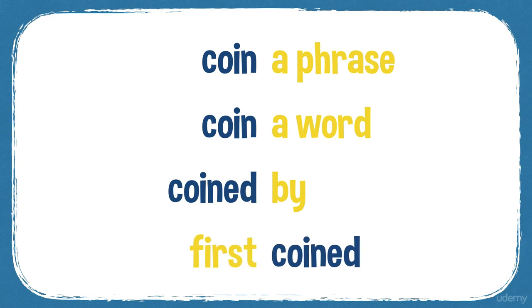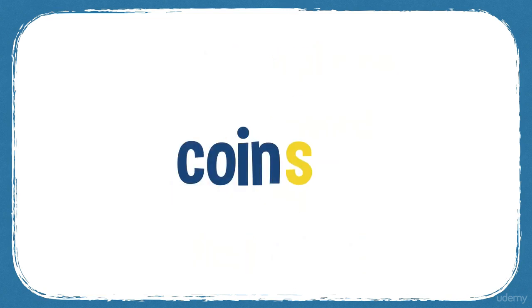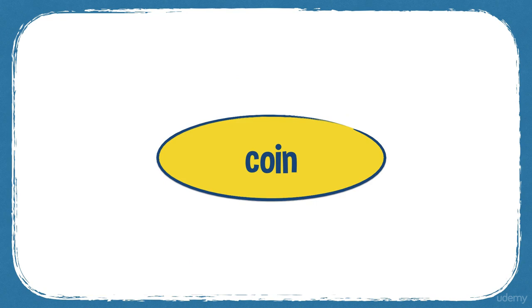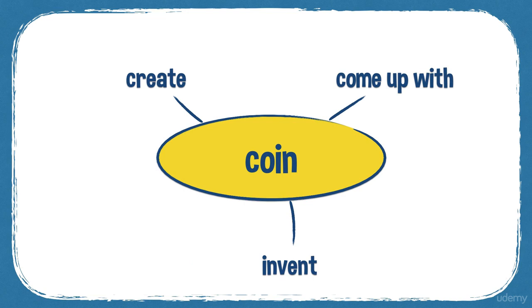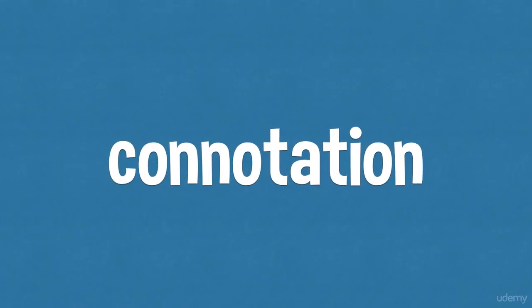Shakespeare first coined lots of different phrases and words. And it's a verb, so coins, coined, coining as well. And some synonyms for coin: create, invent, come up with. And the next word is connotation.